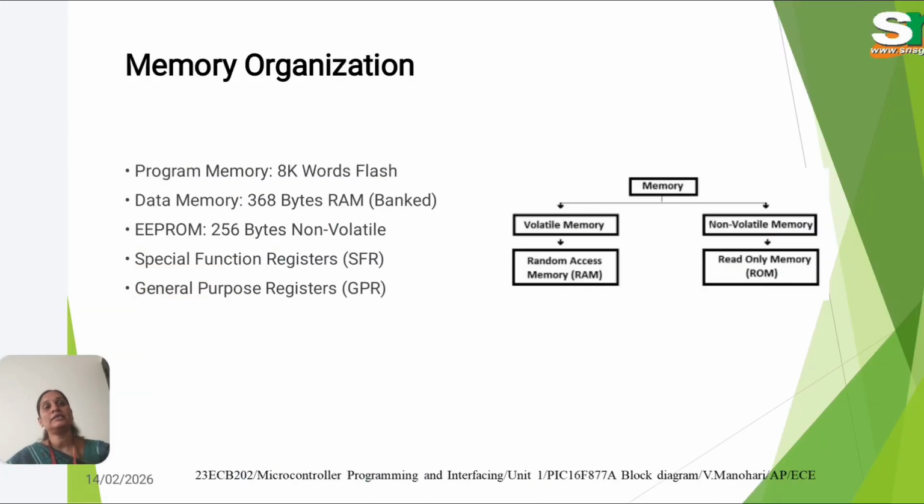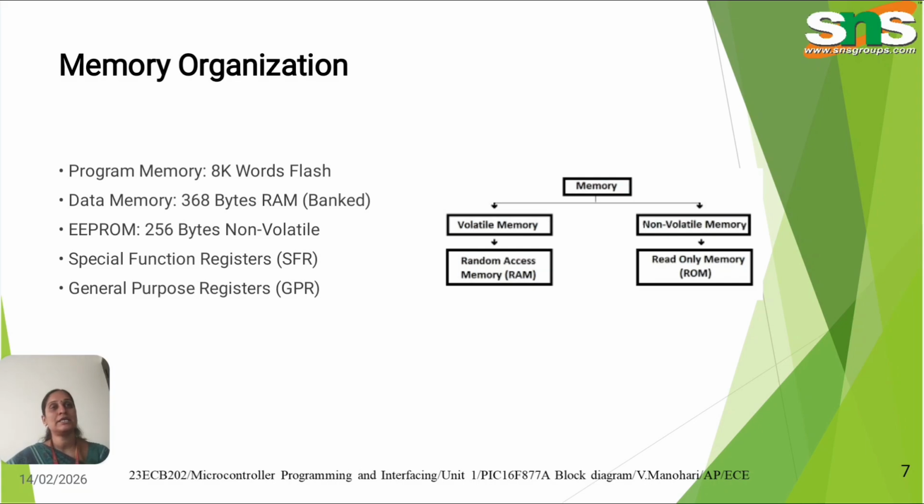And then next, memory organization. There are 3 types of memory. Flash memory, which stores the program. RAM is temporary data storage. Third is EEPROM. It stores permanent data even after the power is removed. RAM is divided into banks, which is important in C programming.